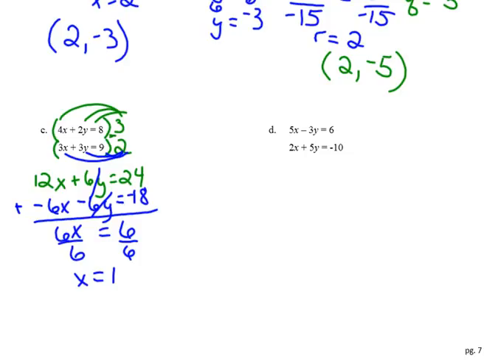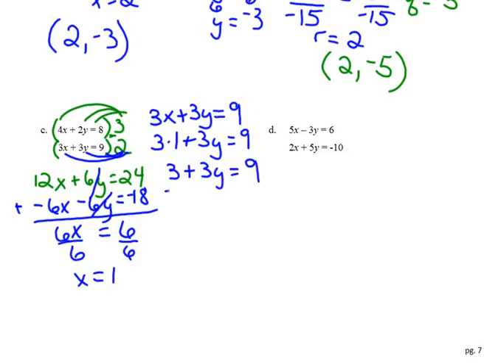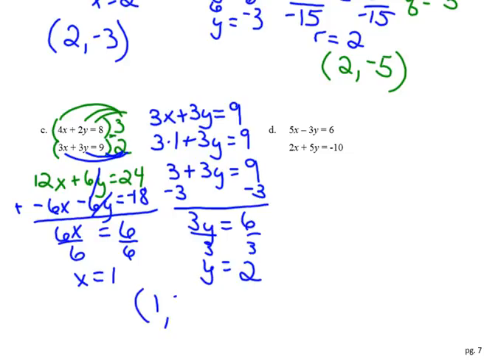Now that I know x, I can go back in and figure out what y is. Pick either of the equations. This one, just to make it interesting, I'm going to pick the bottom. I know, I threw you off there, didn't I? So 3 times 1 plus 3y equals 9. So 3 times 1 is 3. So to get y by itself, I have to subtract 3 from both sides. 3y equals 6. Divide by 3, and you get y equals 2. So 1, 2 is the solution to that problem.